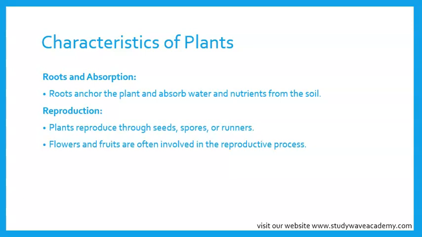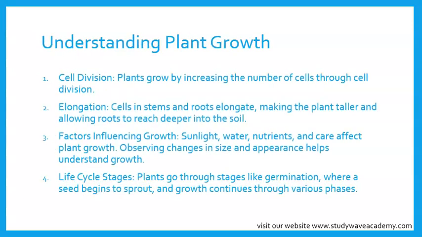So next we're going to be looking at understanding plant growth. Understanding plant growth means knowing how plants get bigger and what they need to thrive, okay? Do we understand that? Cell division. Plants grow by increasing the number of cells through cell division. Okay? Getting bigger. Plants grow by making more cells.